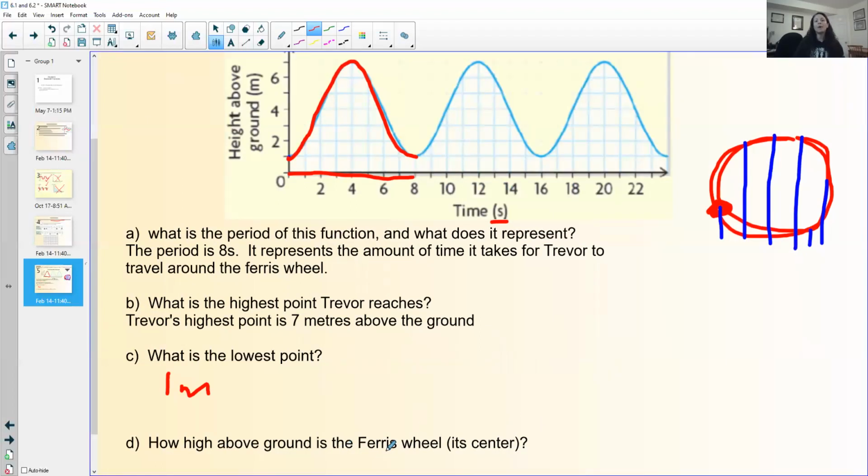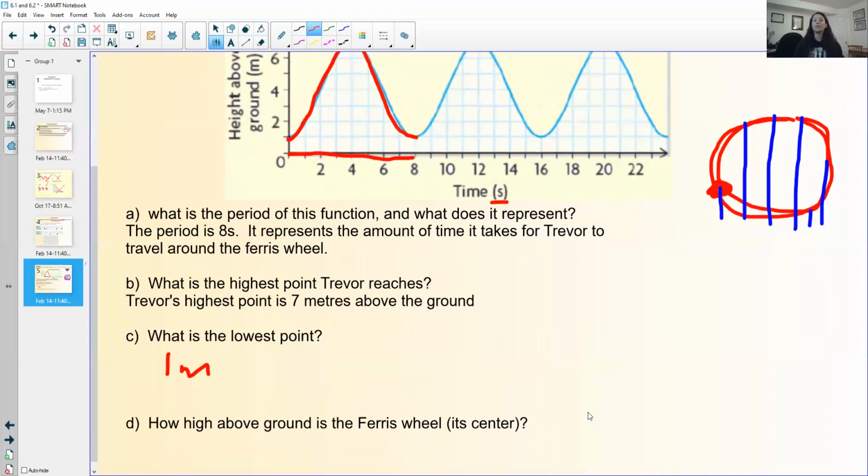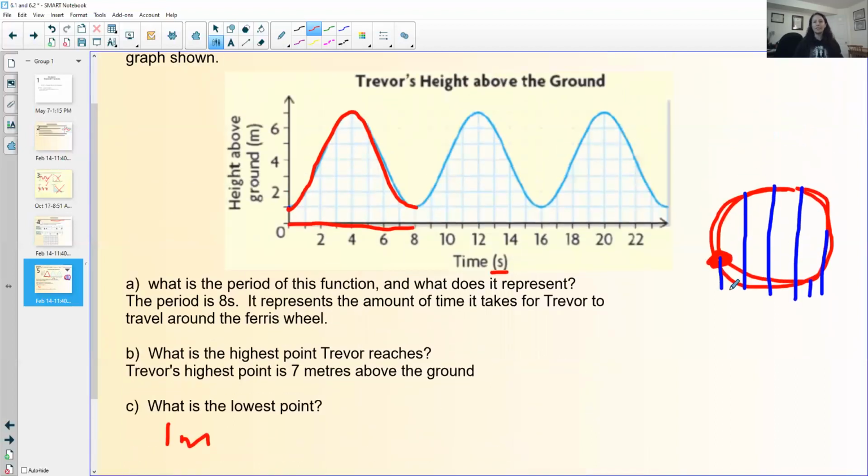And how high above the ground is the center of the Ferris wheel? Okay, so this is kind of interesting. If this is his lowest point down here, and this is his highest point, so if you have a wheel, the center of the wheel is right in between the lowest point and the highest point. So you have to find the middle value. This actually has a special name, and we'll get to it in a couple days. We'll come up with the equation of the axis.